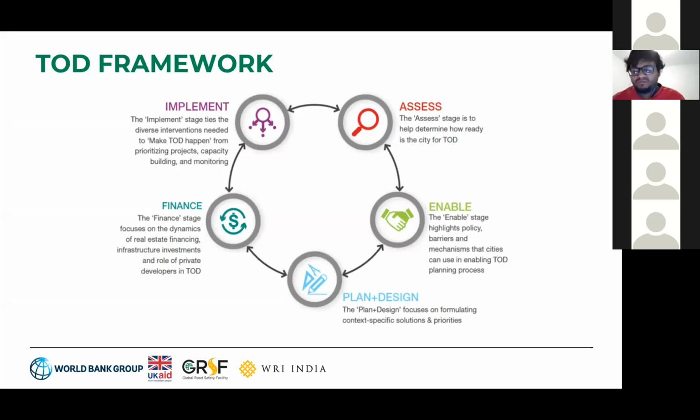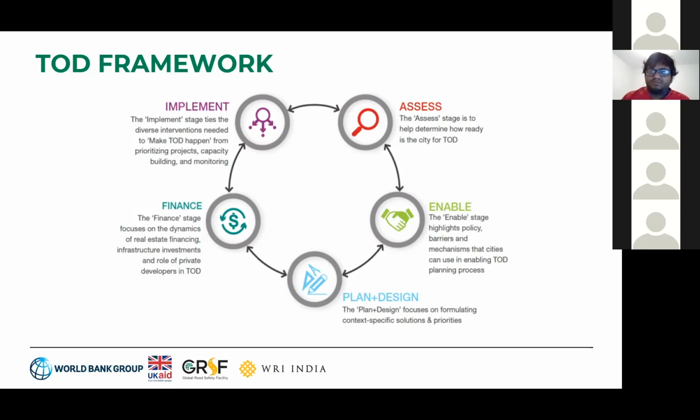The assess stage helps to determine how ready the city is for TOD. It provides an overview of the steps required to examine a city's preparedness for undertaking TOD initiatives, including defining scale and scope of planning of the area and identifying stakeholders for undertaking TOD projects. The enable stage highlights policy barriers and mechanisms that cities can use in enabling the TOD planning process. It provides the steps necessary to create an enabling environment for implementing successful TODs prior to embarking on detailed TOD planning initiatives.